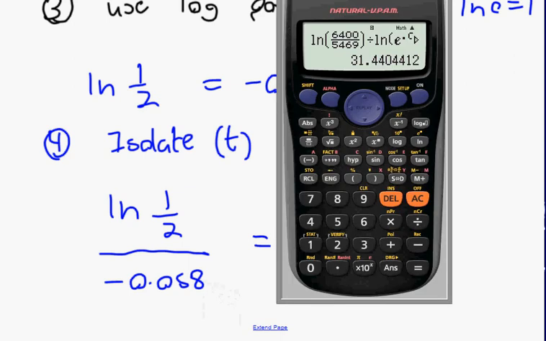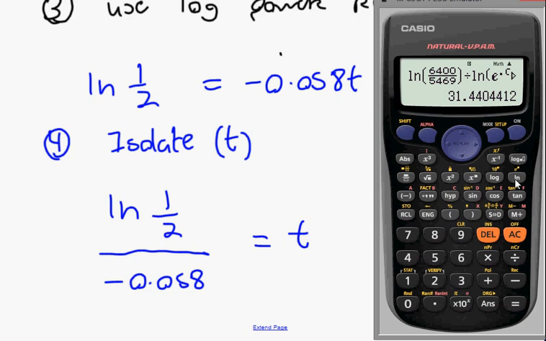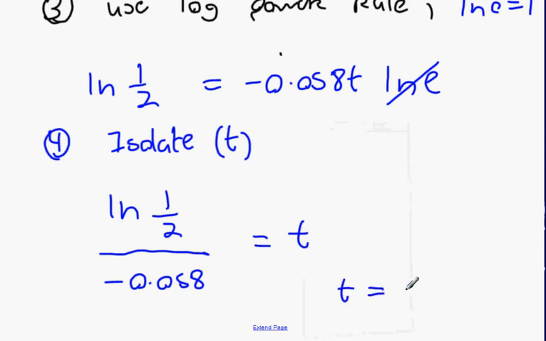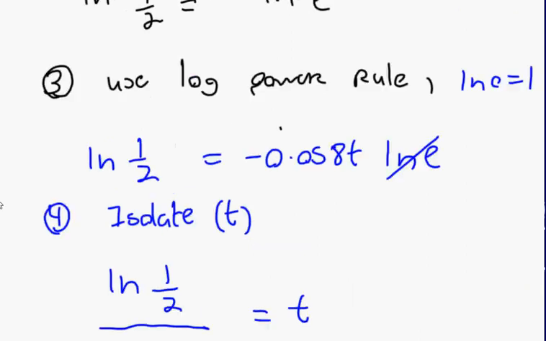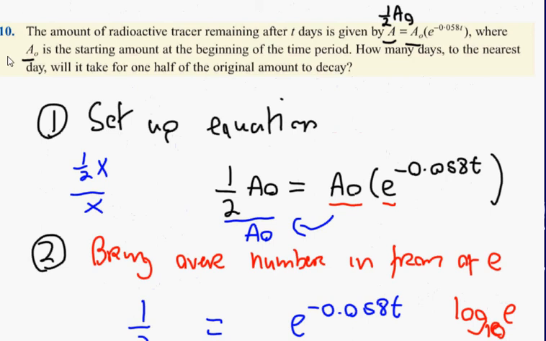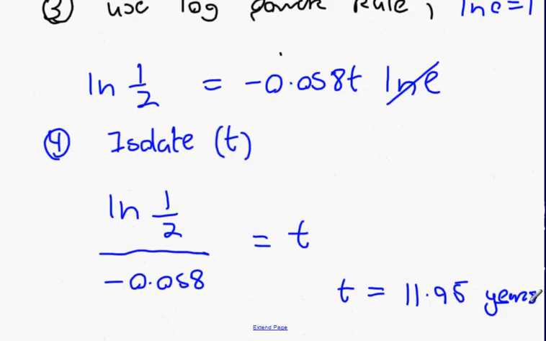It's going to be ln a half divided by minus 0.058, which gives 11.95 years. Next, is there any specific instruction on how I should present my answer? Nearest day. Sorry, it's not years, it's days. Excuse me. So it's going to be 12 days. And that is the 4 steps that all the questions follow. Can we see that?